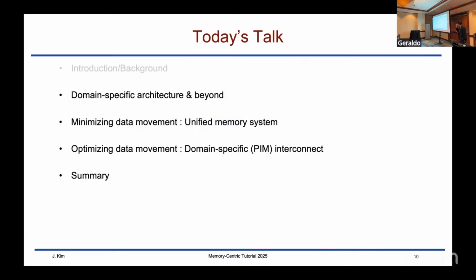So having said that, here's the outline for the rest of the talk. I've talked about an introduction to what I think communication-centric means. I'll talk a little bit about domain-specific systems architectures. I think all of you know what domain-specific architectures are, but I'll try to explain why I bring that topic in. And then, since we talked about data movement, I'll talk about two different examples: memory-centric computing, where you want to minimize data movement, and how you might potentially optimize data movement.